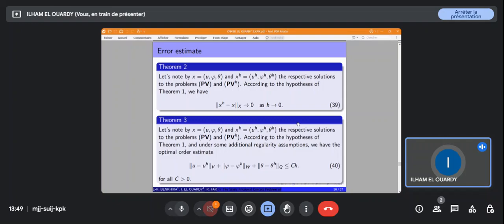Now we will focus on the error analysis between the solution of the variational problem and the approximate problem. So let us denote by x and x_h the respective solutions to the problems PV and PV_h, and assume that the assumptions of Theorem 1 hold. Moreover, under some additional regularity assumptions, we have the following optimal order estimates, where C is a strictly positive constant, independent of h.